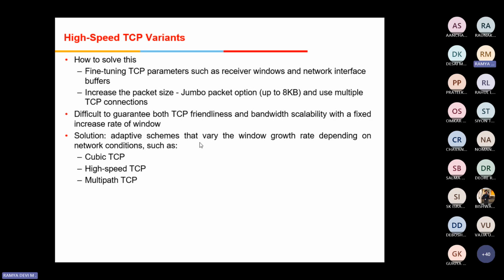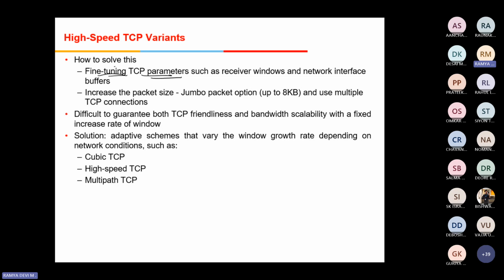High-speed TCP variants: solutions for efficient data transfer. To overcome the limitations of traditional TCP in high-speed, high bandwidth-delay product networks, several strategies are proposed. The first approach is fine-tuning TCP parameters. So what are the parameters?